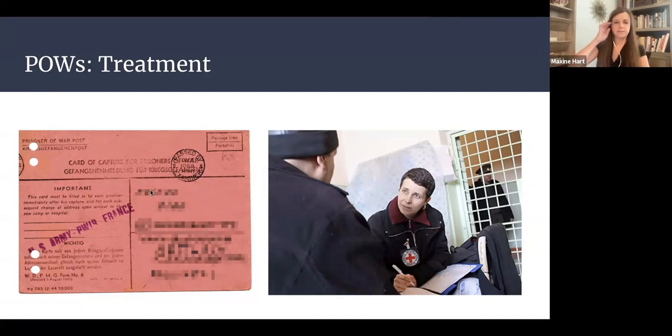One example of this are capture cards, which when a POW is captured, as soon as they are captured, or at least within a week, they have to be allowed to fill out. Those are sent to their families and to their state of origin to let them know, hey, I've been captured and this is my location, my condition of health, and just the basic things like that.